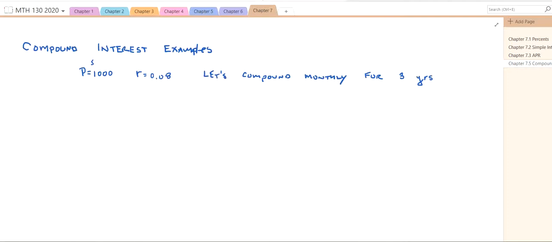Okay, so here's our formula we're going to use again. We're going to use our compound interest formula. A equals P times quantity 1 plus R over N to the NT. So based on our problem up here, let's decide what we're going to use for values. Of course, P is 1,000, goes without saying. And R is given to us, 0.08. It's our annual interest rate.